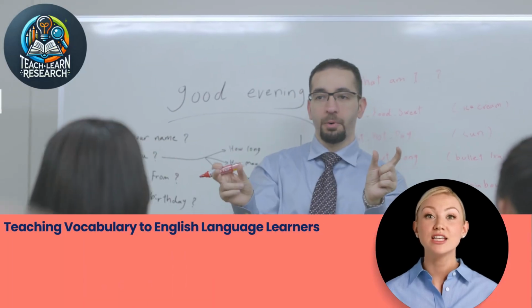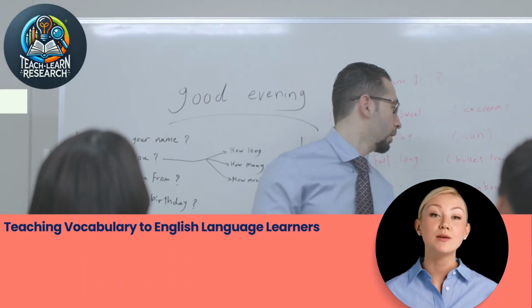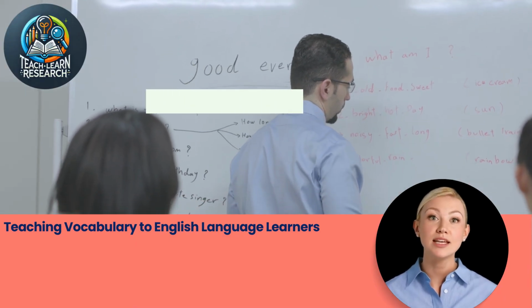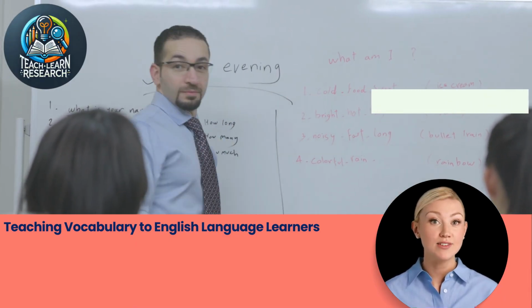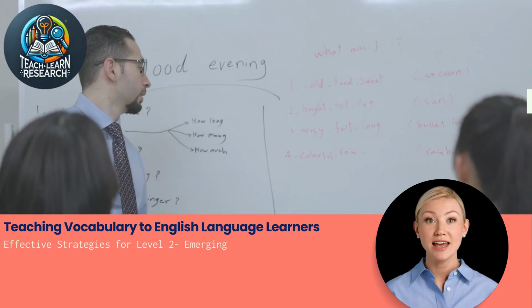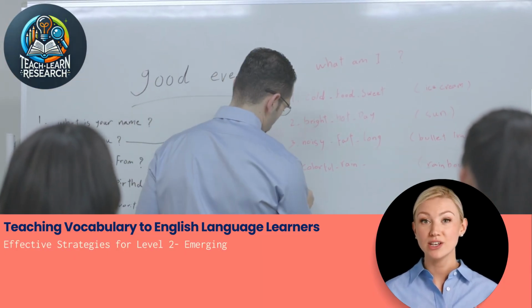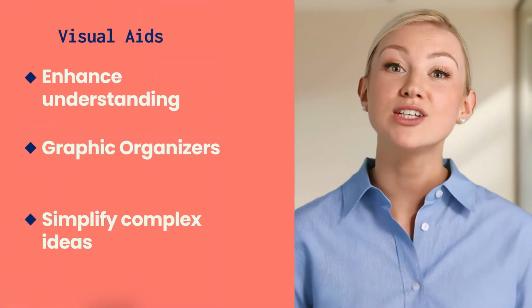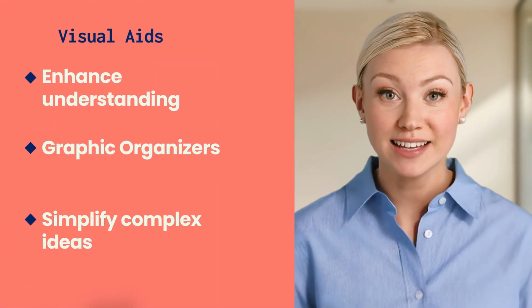Teaching vocabulary to English language learners at Level 2, Emerging, involves building on foundational skills and introducing more complex vocabulary through engaging and interactive methods. Here are some effective vocabulary learning strategies for language proficiency, Level 2, Emerging. Visual aids and graphic organizers enhance understanding and simplify complex ideas.